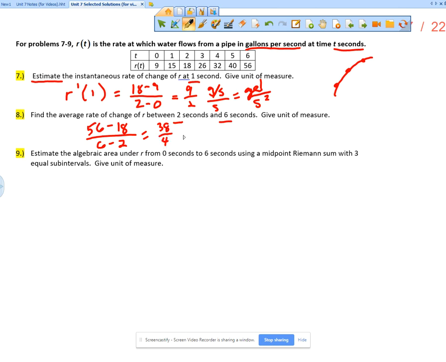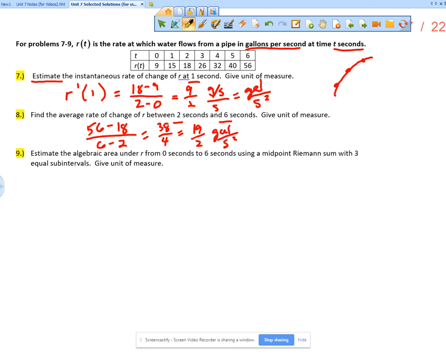All right, 38 and 4, those are both divisible by 2. So 38 divided by 2 is 19 halves. All right, and so give the unit of measure. Once again, I took a y value divided by an x value, or an R divided by t, so I get gallons per second squared.